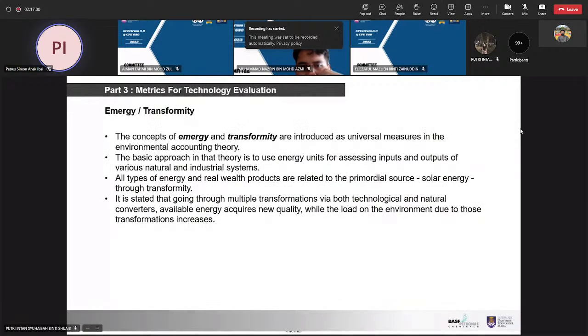Emergy and transformity. The concept of emergy and transformity is introduced as a universal measure in environmental accounting theory. This approach basically uses an energy unit to assess the inputs and outputs of the various resources in industrial systems.